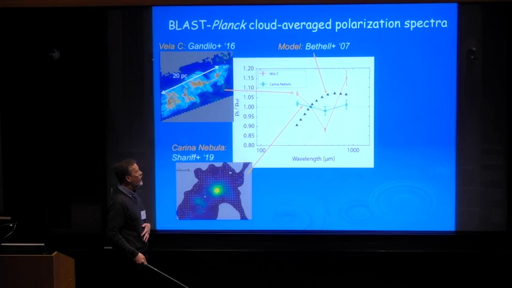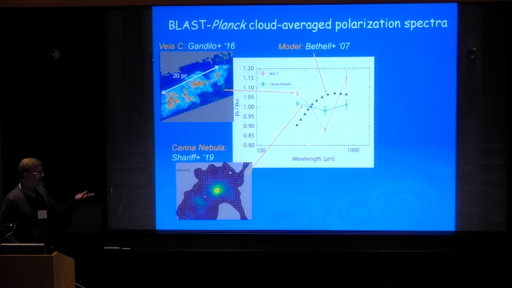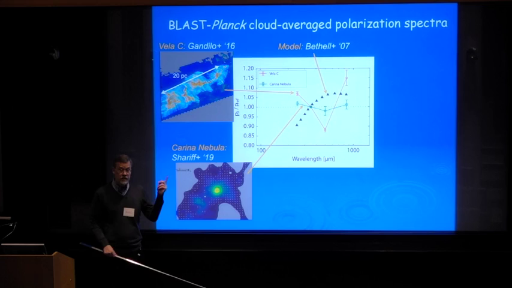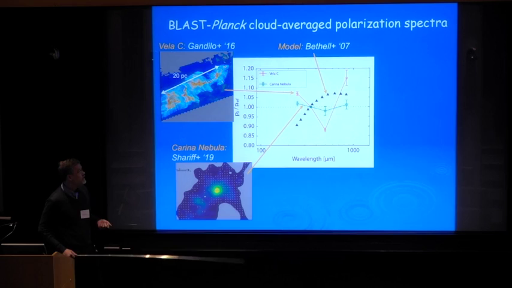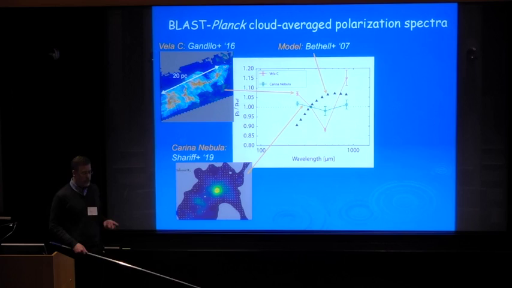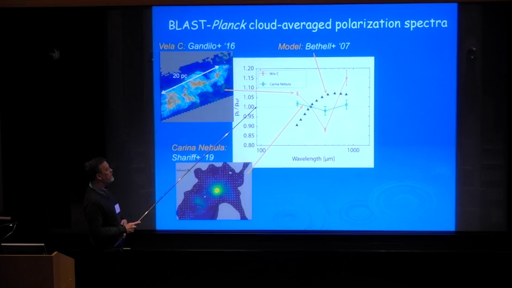And also, I'm showing a model. It's actually the only model that's ever been done for polarization spectrum of a dense molecular cloud. And it turns out that they're in agreement. The error bars here are statistical. The systematic errors are about 10%. All we can conclude from these two papers is that the polarization spectrum is flat to within 10 or 15%, in agreement with the model. So there's no tension. I should point out that we've normalized everything to 350 microns in this plot.